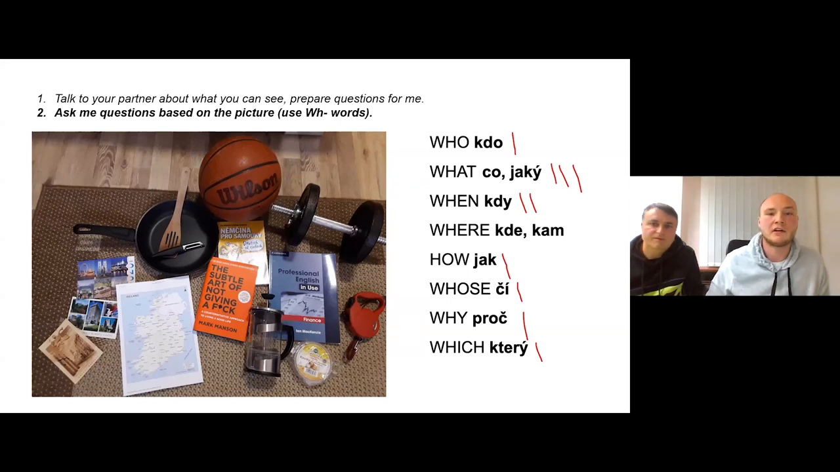The lines signify the number of questions in which your students are supposed to use these words. So who, only one, how, only one as well. And when, twice, what, three times. So this is how it works.